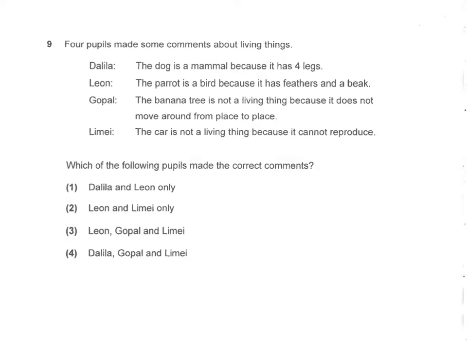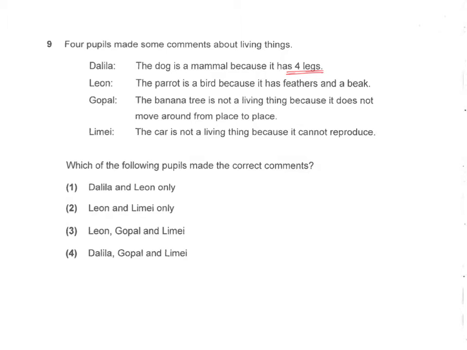Question 9. 4 pupils made some comments about living things. So Dalila said that the dog is a mammal because it has got 4 legs. So in this case, if you realize, this is not the characteristic that we use to classify an animal to be a mammal. We only classify an animal by the number of legs when it is an insect, where insects have got 6 legs. So Dalila here must have been confused with this concept.